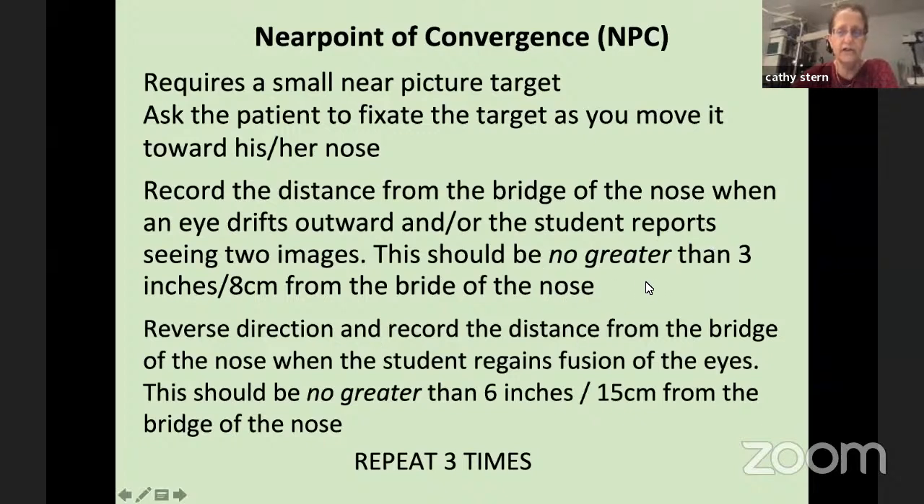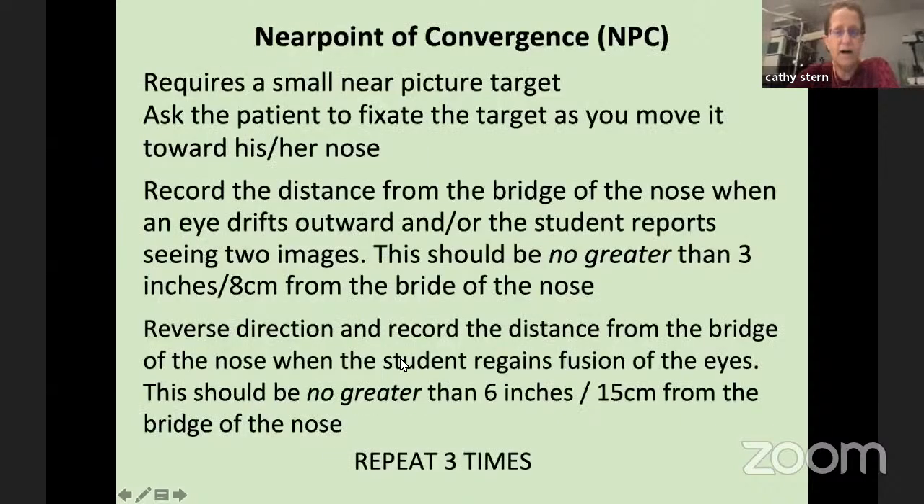And it's interesting because I just had a conversation with a company this week that's trying to add a near point of convergence test to an app that they have that already acts like a pupillometer. And they were saying, well, what should the norms be? Because they were hearing different things from different people. I'm comfortable with saying that it should be no greater than 3 inches or 8 centimeters from, that should say bridge of the nose, not bride of the nose. Sorry, I didn't catch that one.